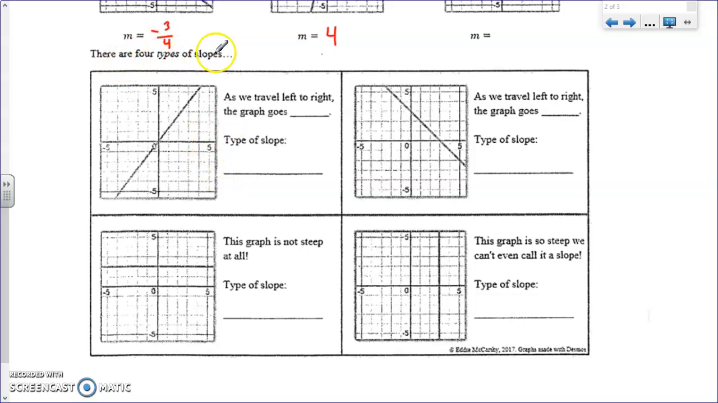There are 4 types of slopes as we travel from left to right. You always read a graph left to right, bottom to top. As we go from left to right, this slope is going bottom to top, so it's going up. When slopes go up or they're increasing, it has what type of slope? Positive. Perfect.